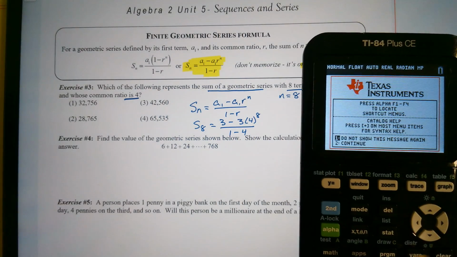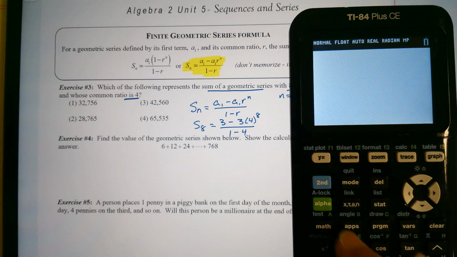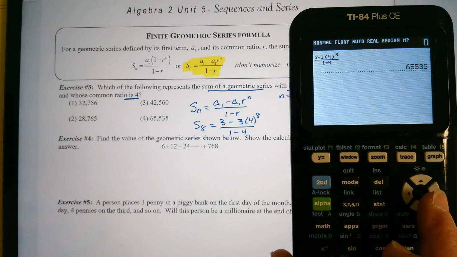Put that whole thing into the calculator. Don't try to do it piece by piece. So 3 minus 3 times 4 raised to the power of 8 divided by 1 minus 4. 65,535.